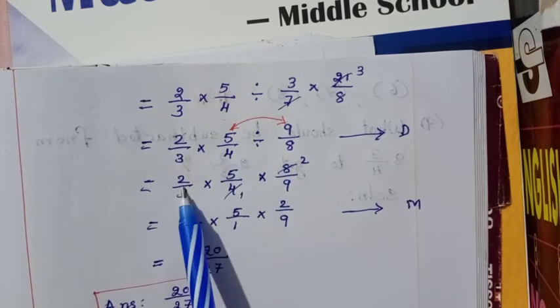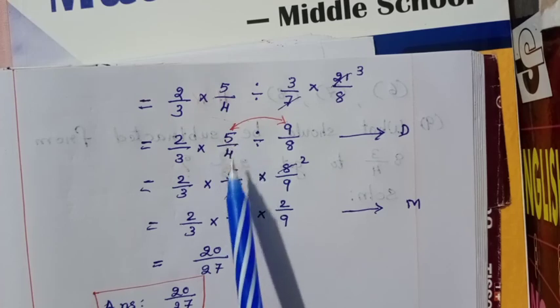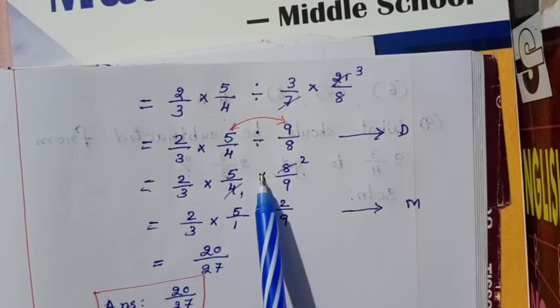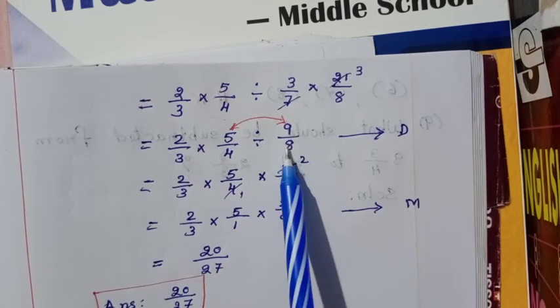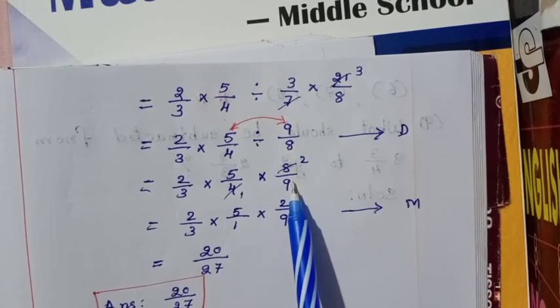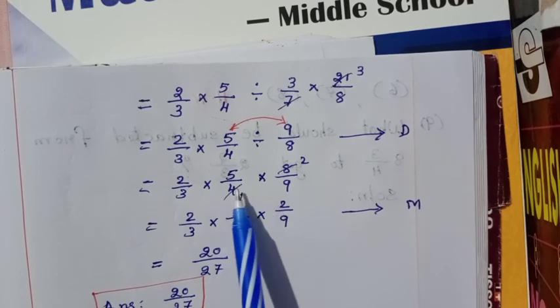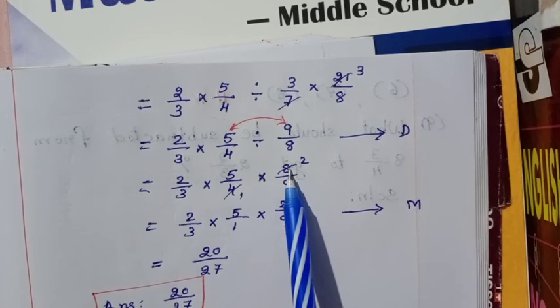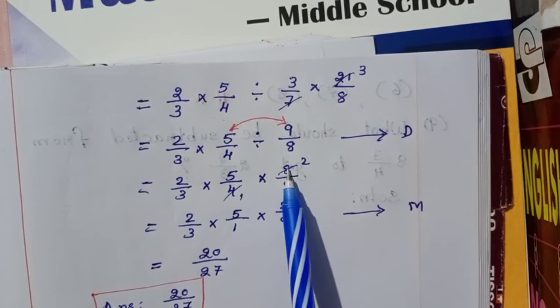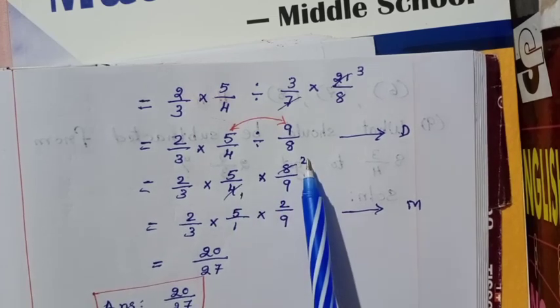So 2 by 3 same into 5 by 4. So the division symbol is changing and writing into. Then reciprocal of 9 by 8 is 8 by 9. Then all complete multiplication only. All together we can do our next: 4 and 8 dividing. 4 2 times in 8. So 4 and 8 cutting, 2 writing here.